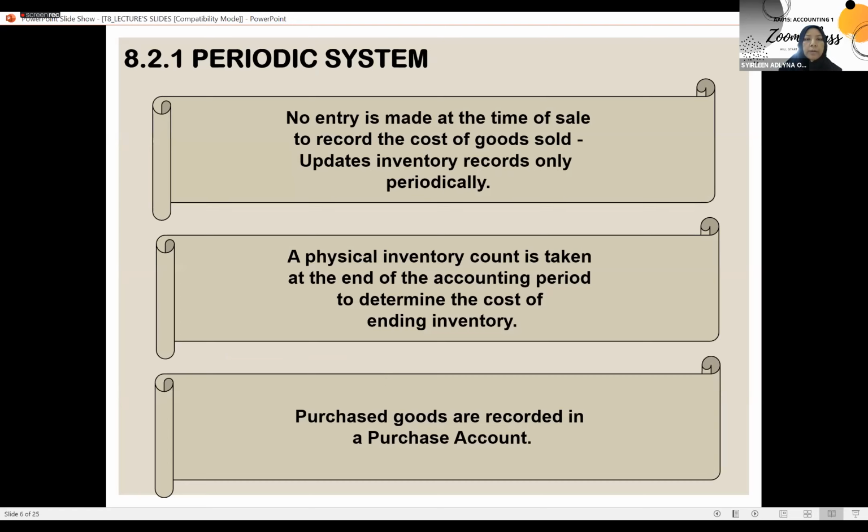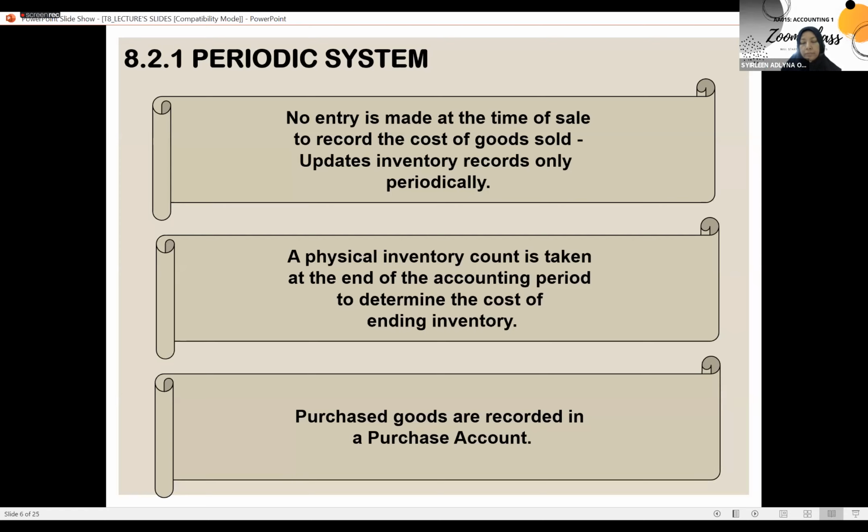Okay, so periodic system ni kalau you tengok dia tak ada entry made at the time of sale to record the cost of goods sold. So it updates inventory records only periodically. Maksudnya your cost of goods sold hanya akan dapat dikira sepenuhnya apabila account tutup lah. So daily basis tu kita memang tak tahu. And physical inventory count is taken at the end of the accounting period. Maksudnya kena tunggu accounting period tu tamat baru boleh kira.